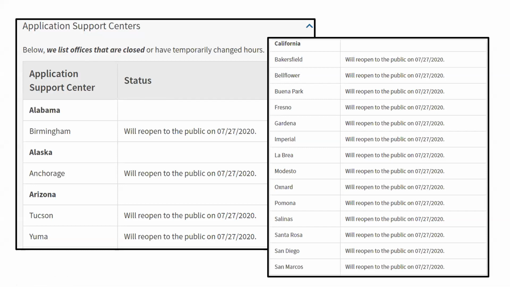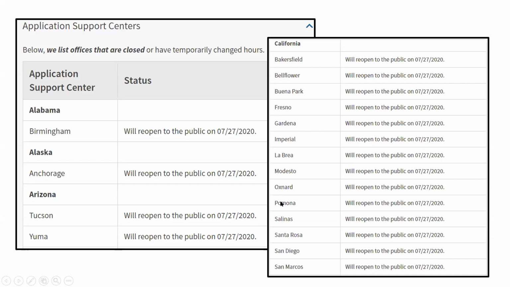In California, we have a lot of application support centers. They don't do the interviews there. They basically do fingerprints, pictures, all that kind of stuff. InfoPass is done for us at the USCIS office at the federal building. But in the ASCs, they just do the fingerprinting and they take your picture too.